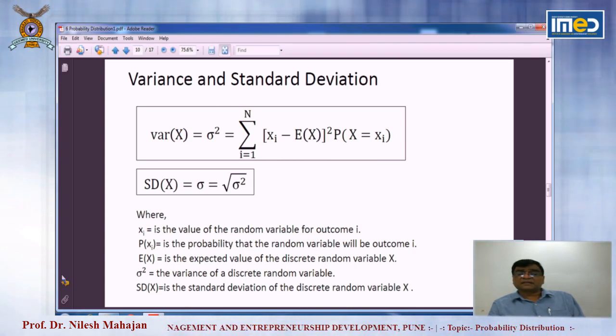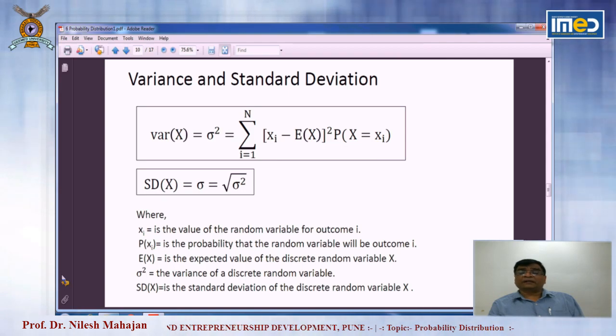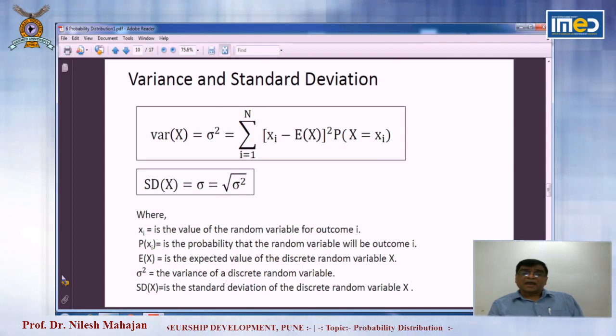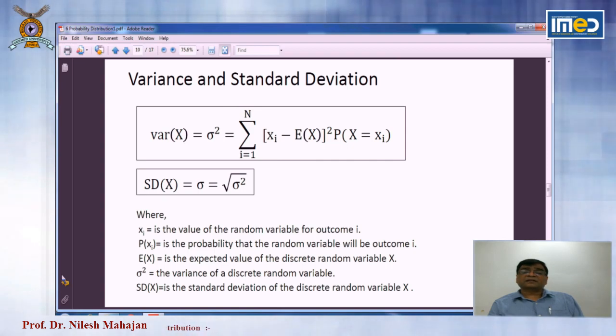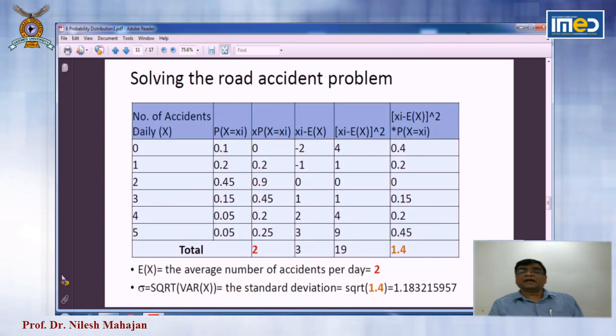Now here again, xi is the value of the random variable for outcome i, and P(xi) is the probability that the random variable will be outcome i. And what is E(x)? E(x) is the expected value of the discrete random variable x. And as for standard deviation and variance, you know that sigma square is the variance of the discrete random variable, and SD is the standard deviation of the discrete random variable x.